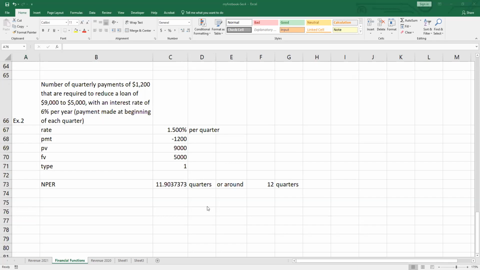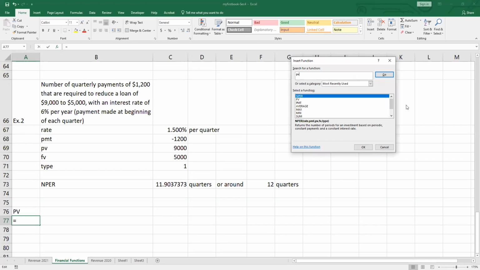The next function is the PV function. PV is a function that is used to find the present value. For the PV function, we have to use rate, N-per, PMT, FV, and type as its arguments.